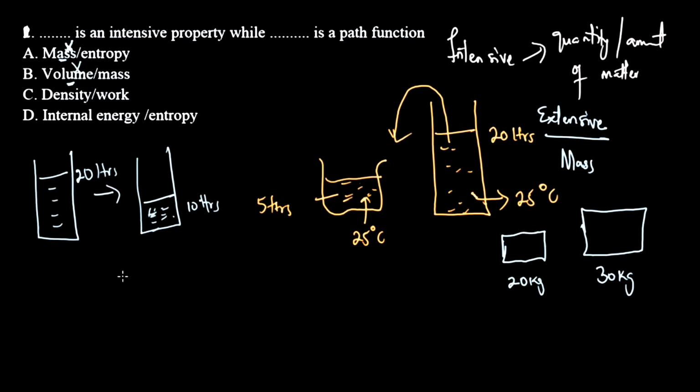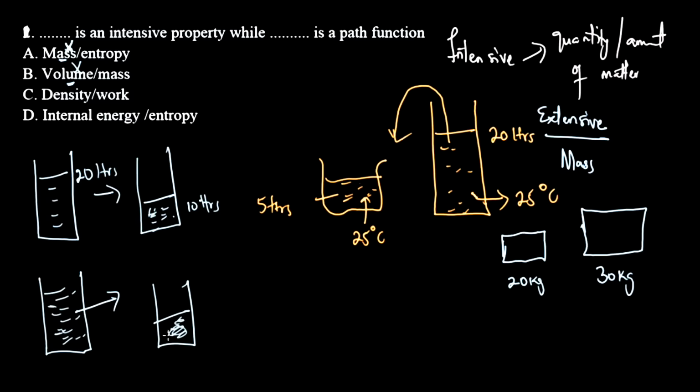So let's look at density. So let's say we have this density of water. Let's just use water as an example. So water has a particular density. So if you pour some amount of water here to this, the density still remains, just like viscosity. So density is an intensive property. So also internal energy of a system. So let's look at that.